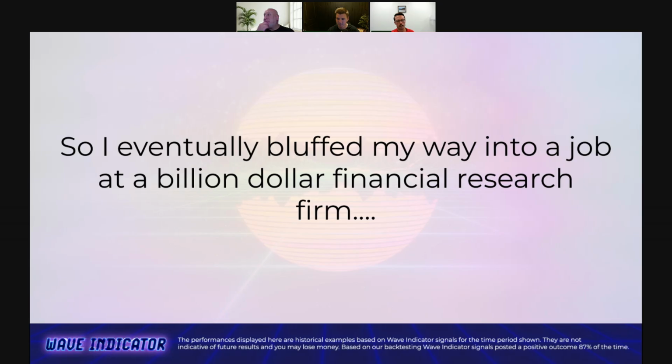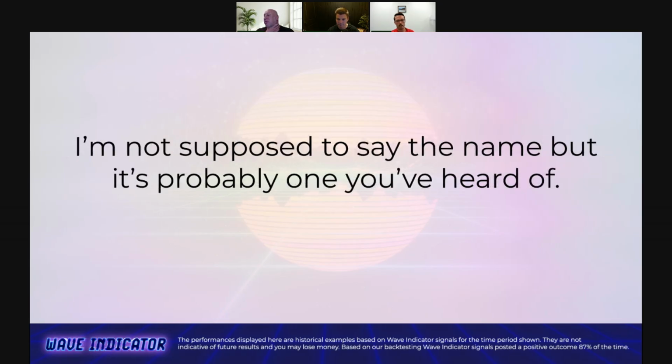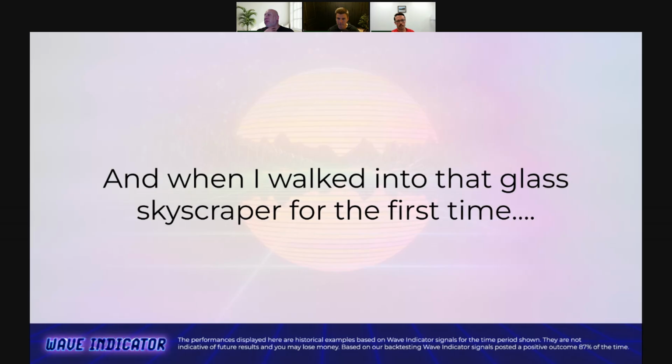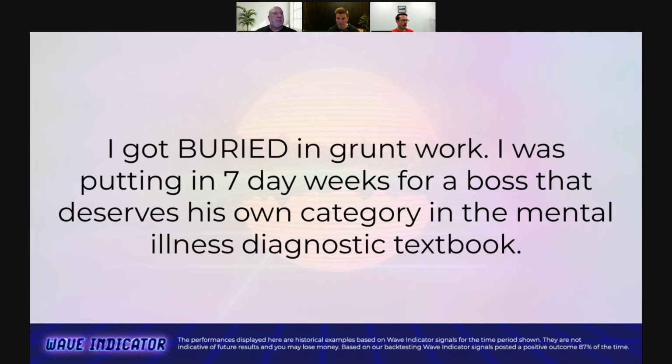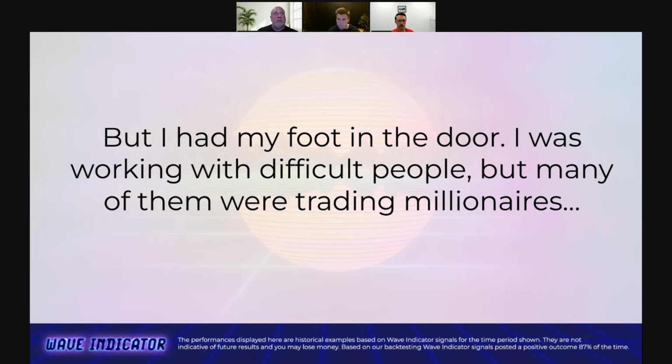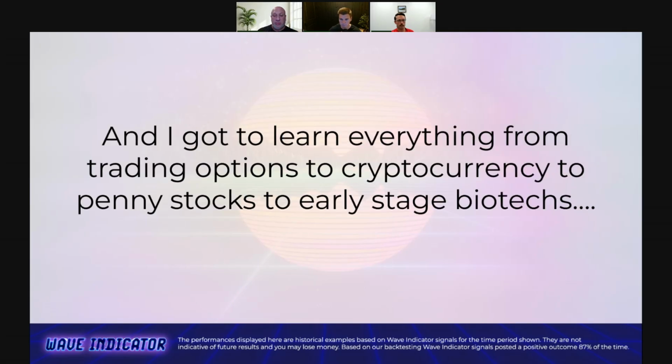So I eventually bluffed my way into a job at a billion-dollar financial research firm, which I'm not supposed to say the name of, but you've probably heard of it. And when I walked into that glass skyscraper for the first time, like you can imagine, I was just buried in grunt work. I was putting in 7 days a week for an absolutely insane boss. But I did have my foot in the door. And even though I was working with difficult people, many of them were trading millionaires. And I got to learn everything about trading, from options to cryptocurrency to penny stocks to early stage biotechs.